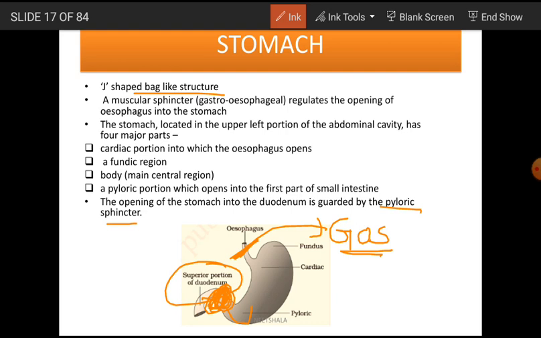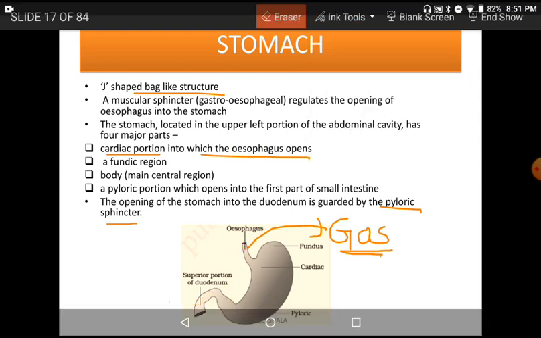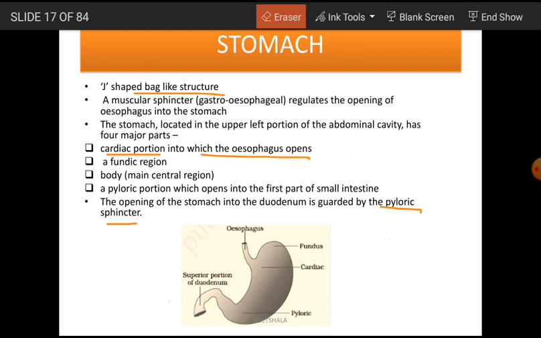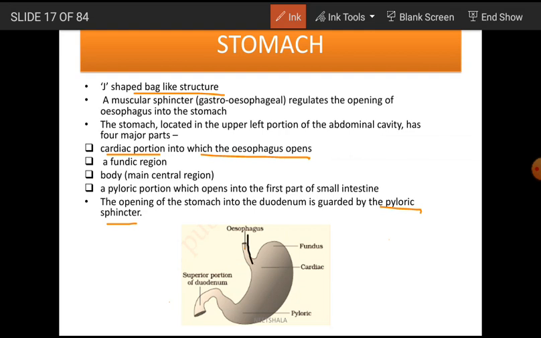Now, if you look at the sections of the stomach, you can see that there are four different parts of the stomach. The first portion is known as the cardiac portion, into which the esophagus opens. So now this portion should be very clear. I'll just make this diagram a little bit neat. And now here, you can see that the esophagus is opening into the cardiac region. It is not going to move into the fundic region.